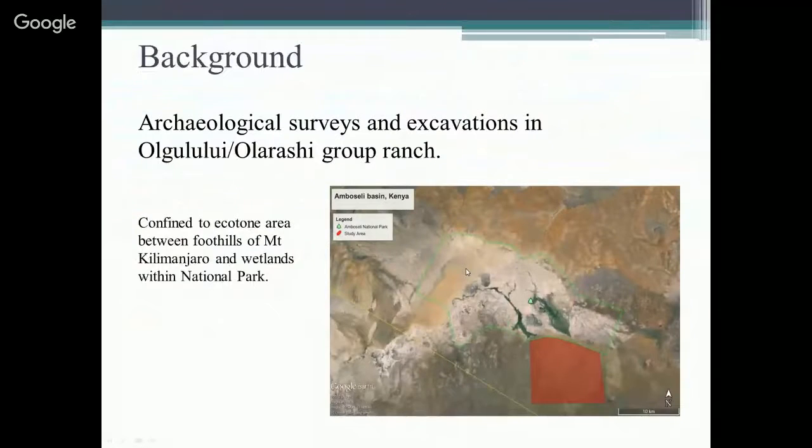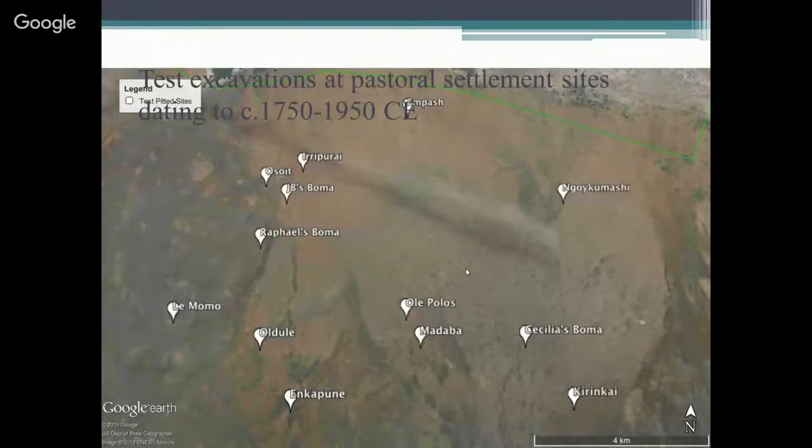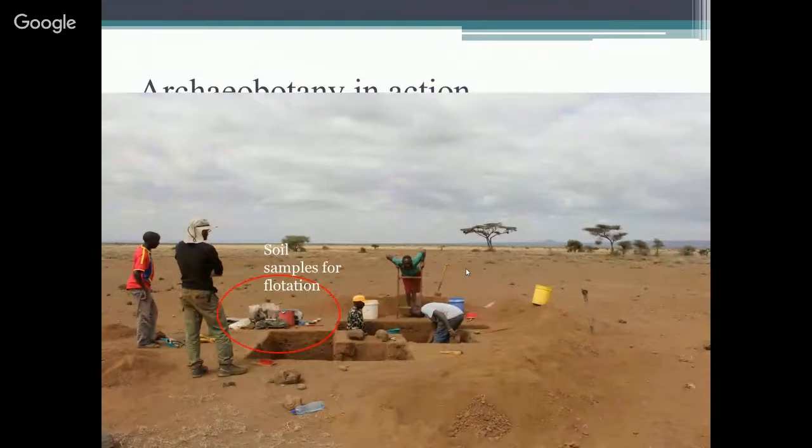So just a bit of background, I spent a good chunk of last year doing surveys and excavations in this area here, and did some small scale excavations at these locations, which I think are pastoral settlements ranging in age from about 1750 to 1950. Oh no, we combined our slides, so some of my headers are missing there, apologies. Anyway, so I have about 184 archaeobotanical samples from 7 of the sites that we excavated now.